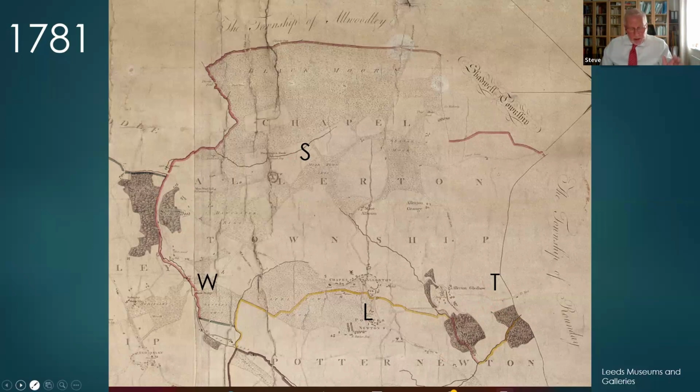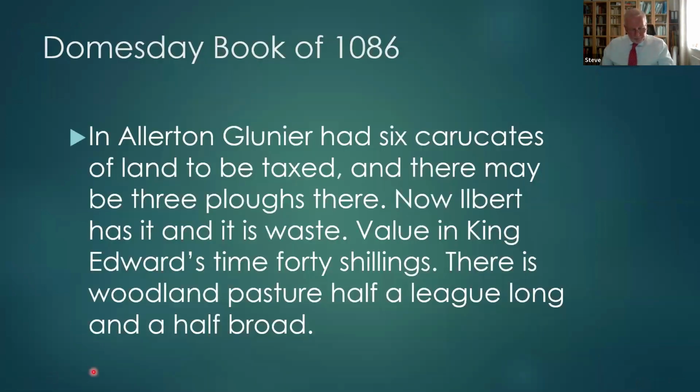So now let's look at the evidence that's available to us to help us understand the early history of Chapel Allerton. Like so many places, the Domesday Book gives us the first glimpse. And it states, in Allerton, Glunier had 6 carucates, land to be taxed, and there may be 3 ploughs there. Now Ilbert, that was a Norman baron called Ilbert de Lacy, has it, and it is waste. Value in King Edward's time, 40 shillings. There is woodland pasture, half a league long and half broad. What a load of impenetrable gobbledygook.